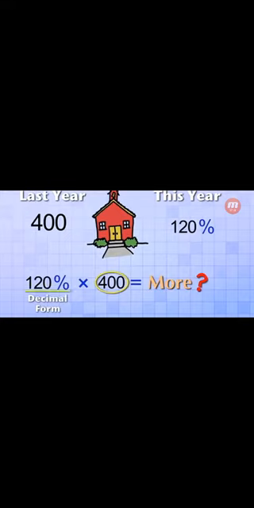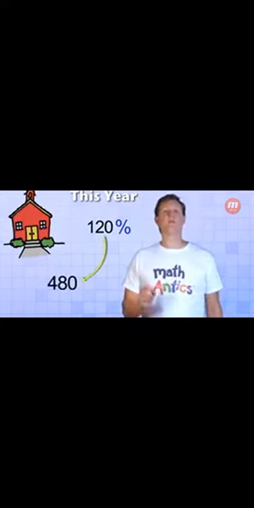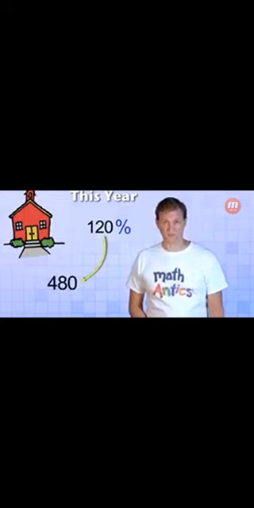Let's use the decimal form again. To get the decimal form of 120%, we move the decimal point over 2 places to the left, and we get 1.20. So we multiply 1.20 times 400, which gives us 480. So this year, there's 480 students at school.